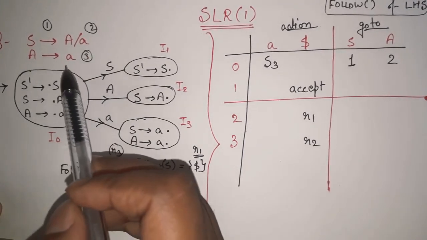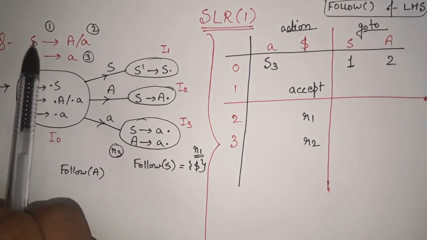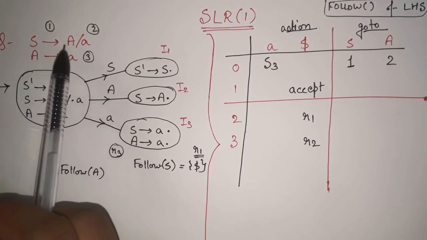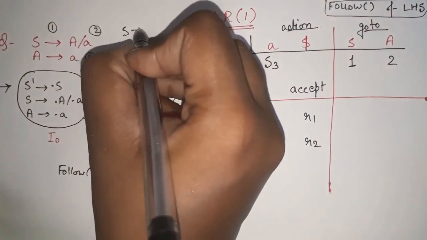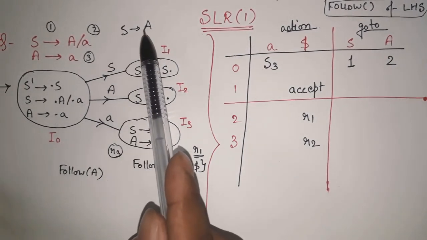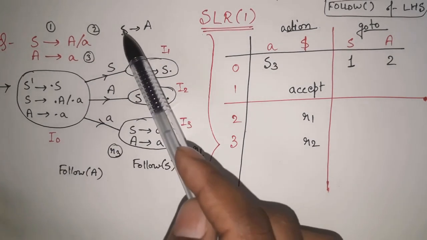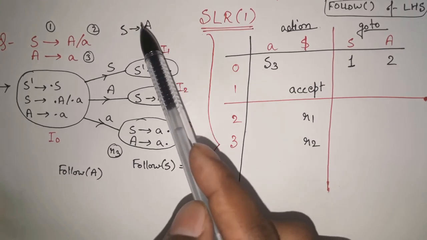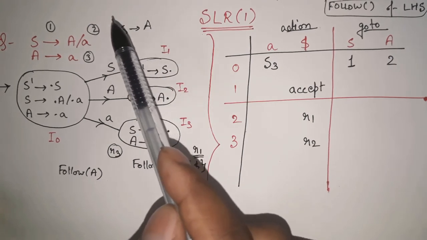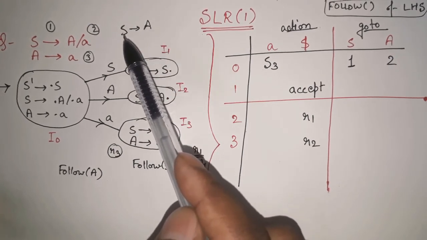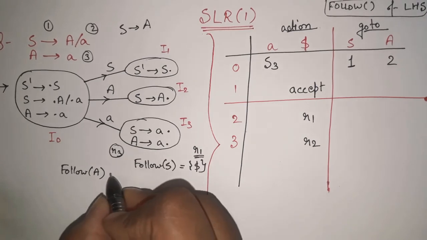Now what is follow of A here? We have to see where A is present in the RHS. Here A is present in the RHS, in the production S gives capital A. What is following A? Nothing is following A. A is already the last symbol of this production. So if I am finding the follow of A, you have to remember the rule: whenever this is the last element of the production, follow of A will be equal to follow of the LHS. Therefore, follow of A will be equal to follow of S, and we know that follow of S is dollar. So follow of A will also be dollar.